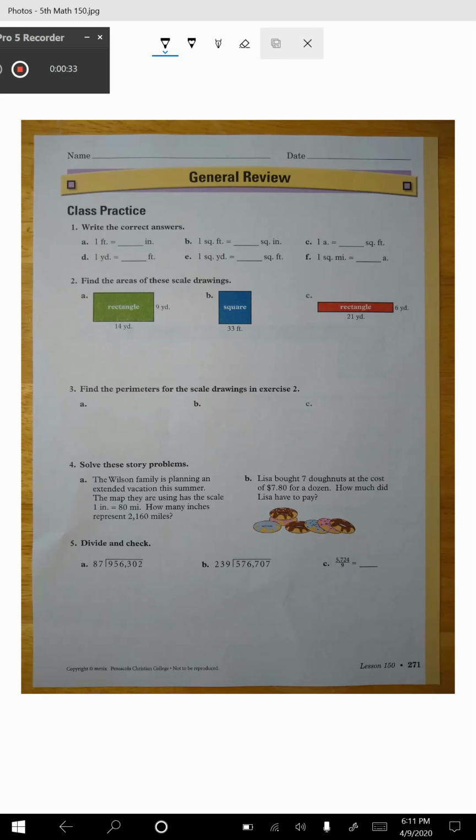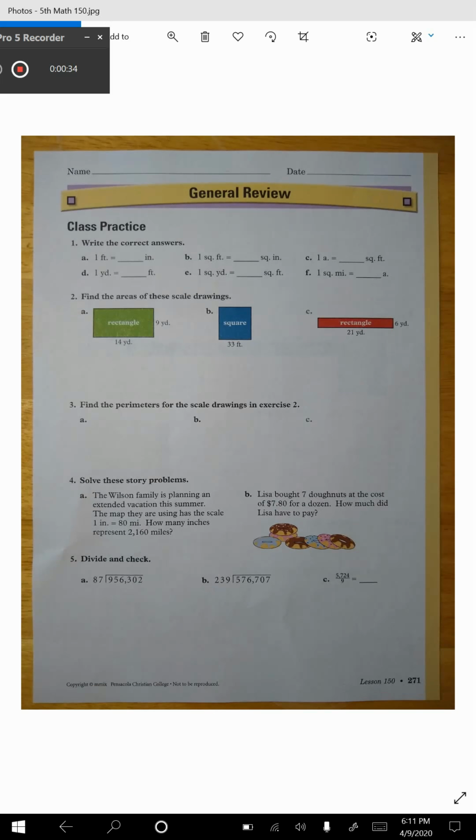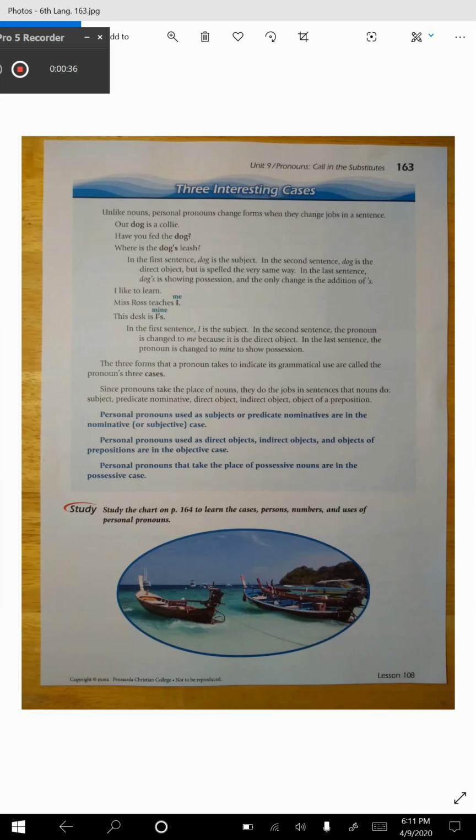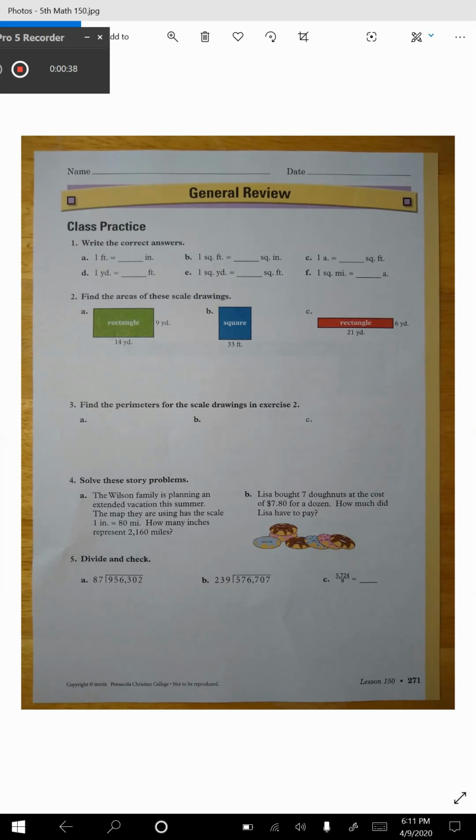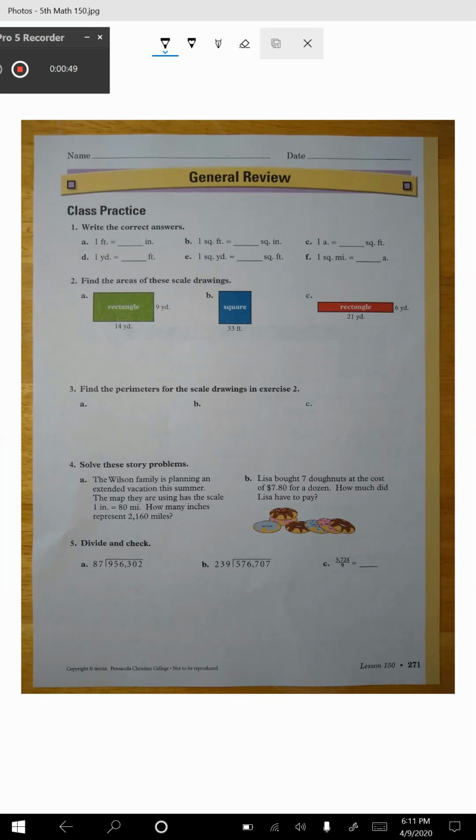I don't mind if you get some help from people at your house. Obviously, I can't stop that, and I don't want to. But I want you to try as much as you can to do this on your own. As I look over it, notice that on 2, A, B, and C are the areas, whereas on 3, A, B, and C are perimeters. So make sure you're careful with that.